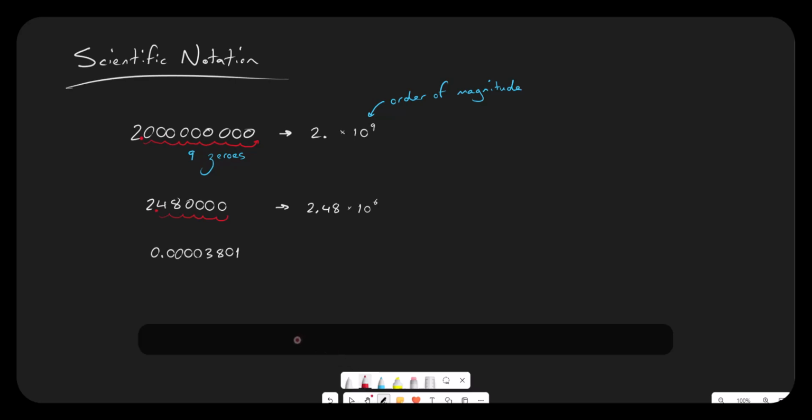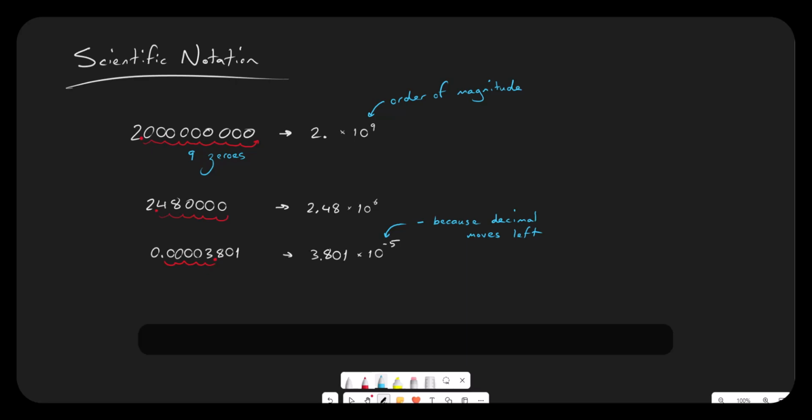I'm going to do the same thing I did before. I'm going to put in a decimal in the location that gives me one digit before the decimal. So that's going to be right here. When I do that, I'm going to get 3.801. I'm going to have times 10 to a power. I had to move the decimal to get it back to where it was. 1, 2, 3, 4, 5 spots. I'm going to have a -5, and it's negative because the decimal moves to the left.